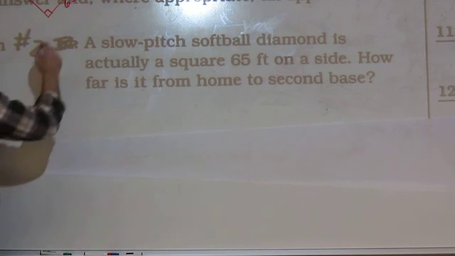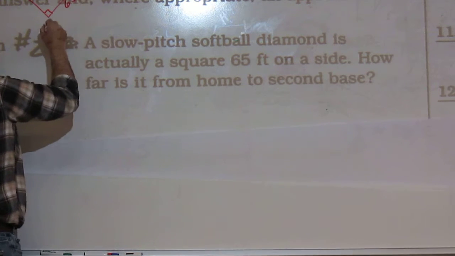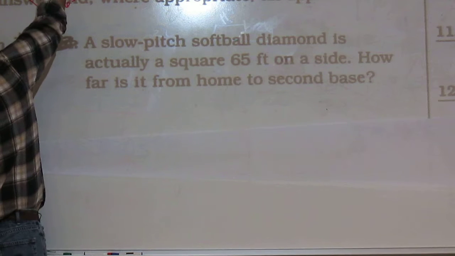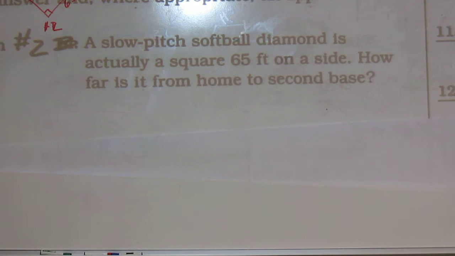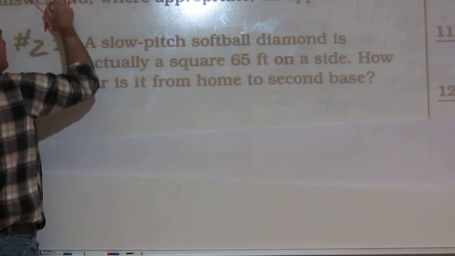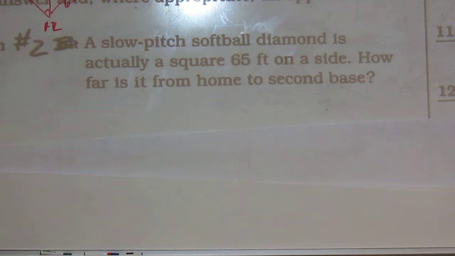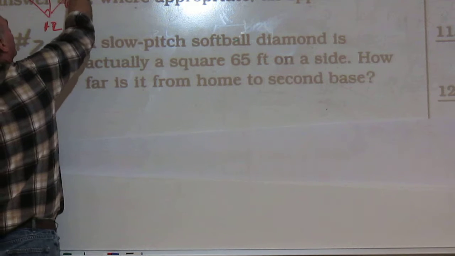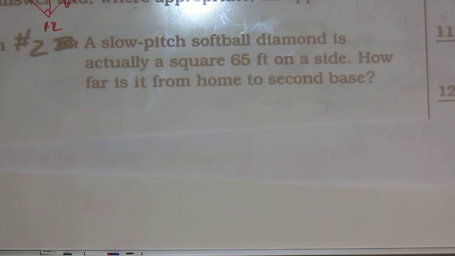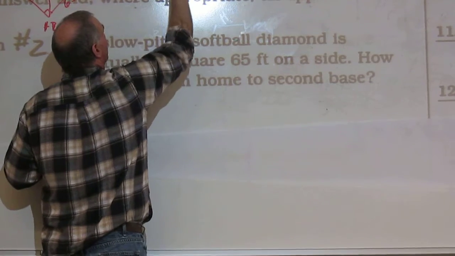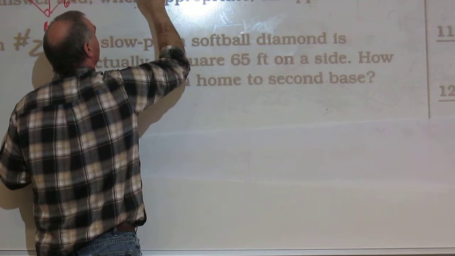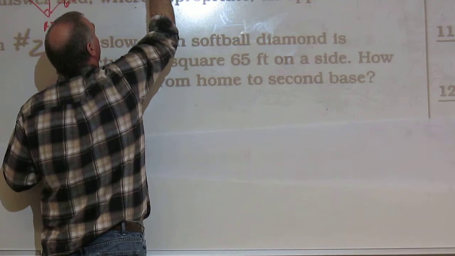They want to know, if you don't know, this is first base. This is home plate. This is second. This is third. They want to know the distance from here to here. Here's another 65 feet. Rewrite the triangle to get rid of the stuff. So 65, 65. We're looking for the hypotenuse.